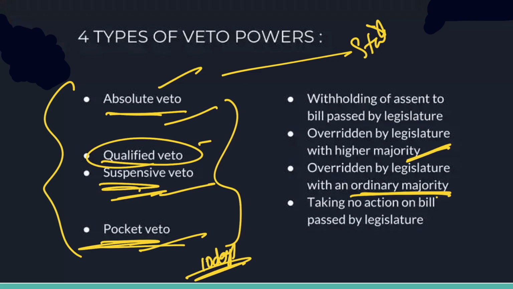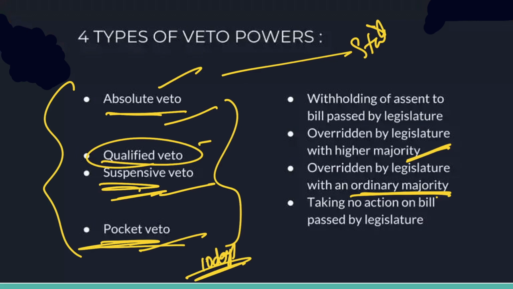A bill that is passed by a state legislature can become an act only if it receives the assent of a governor or the president. When a bill passed by the state legislature is presented to the governor for his assent, he has 4 choices. He can give his assent, he can withhold the bill, he can return the bill if it is not a money bill, and he can also reserve the bill for the consideration of the president.